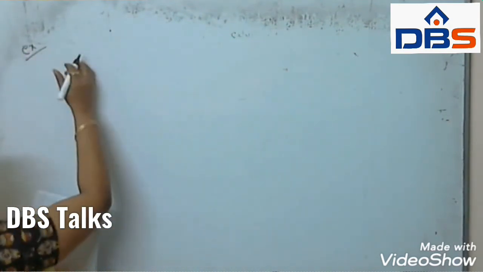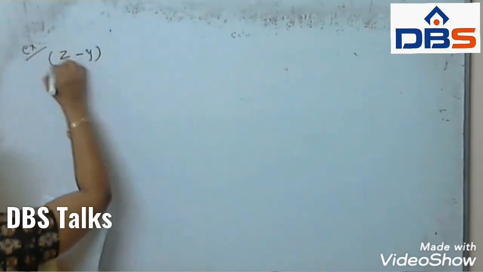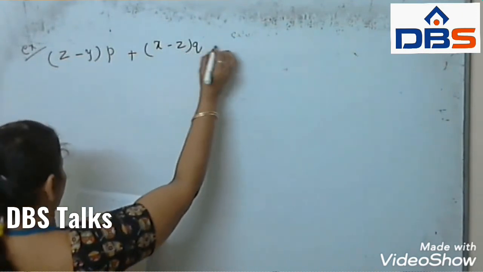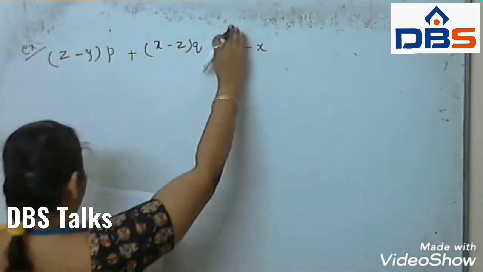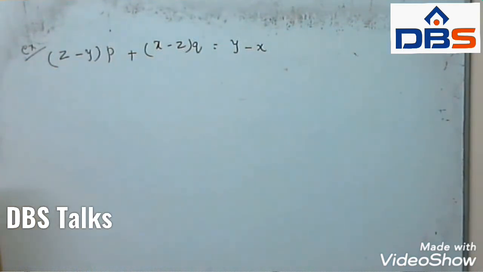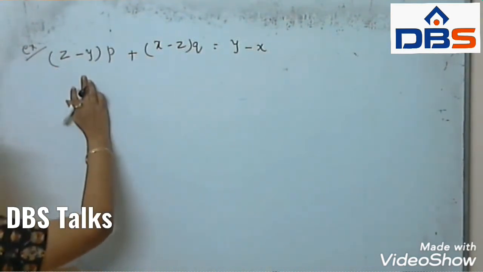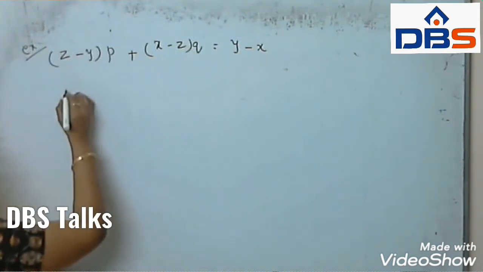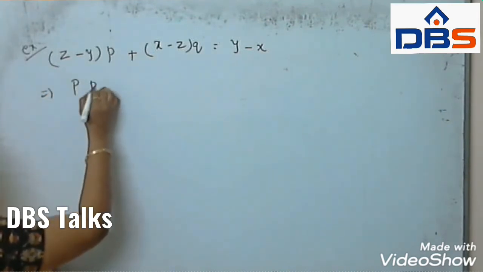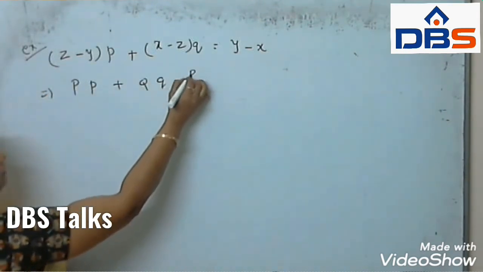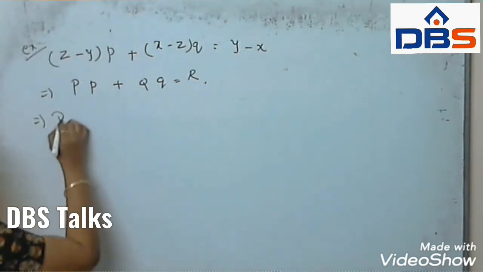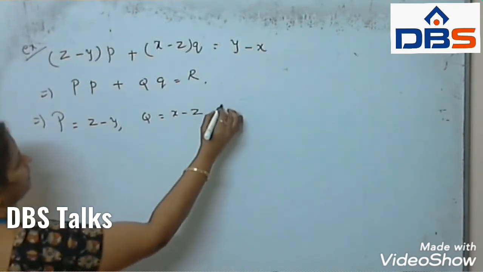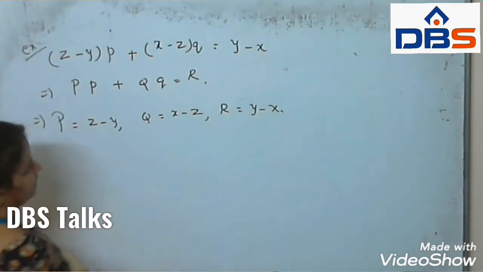The one more example: z minus y times p plus x minus z times q equal to y minus x. So this is in the form of capital P p plus capital Q q equal to capital R. That implies P equal to z minus y, Q equal to x minus z, R equal to y minus x.